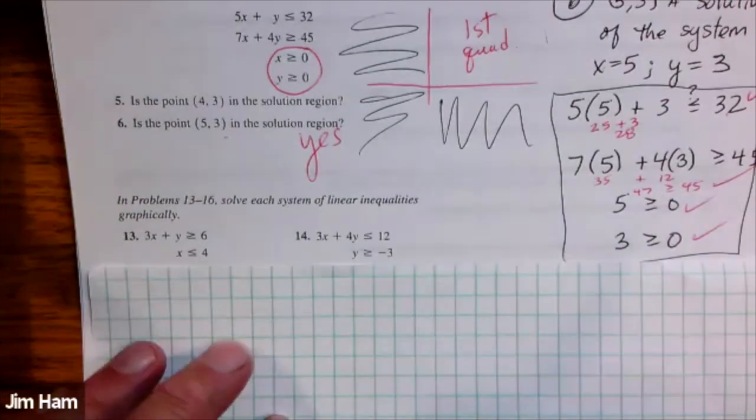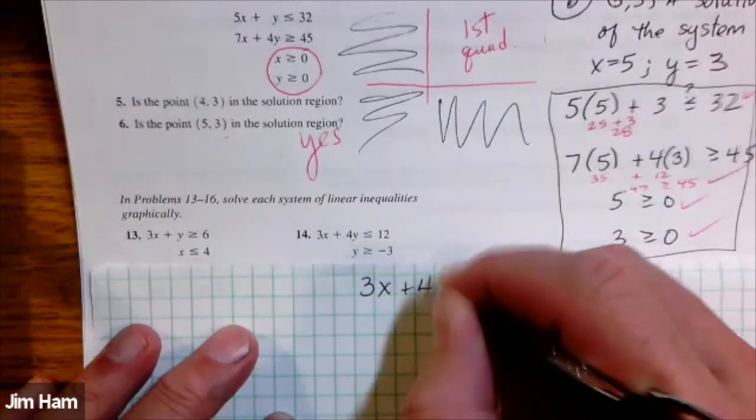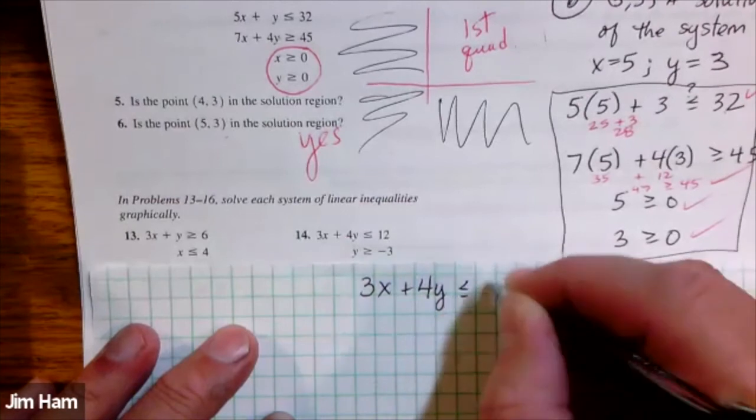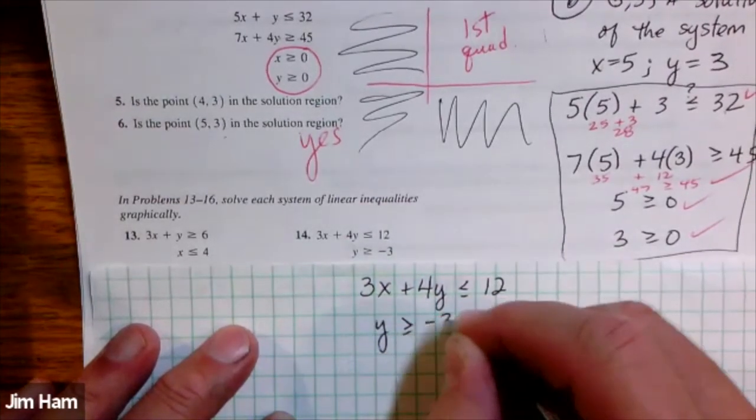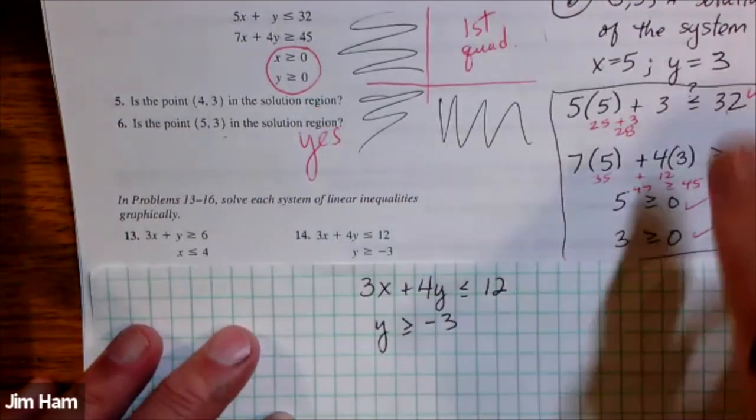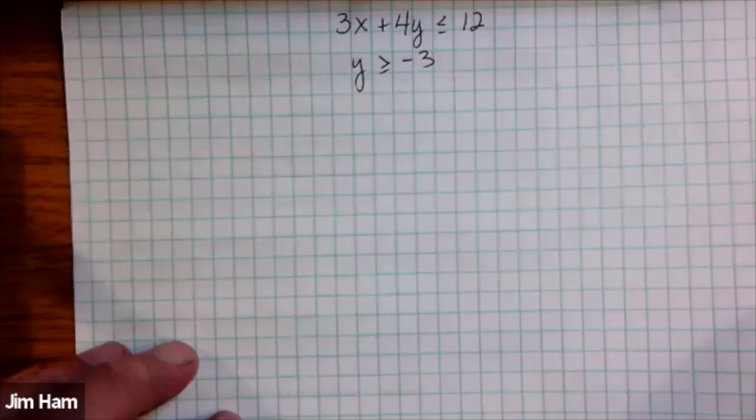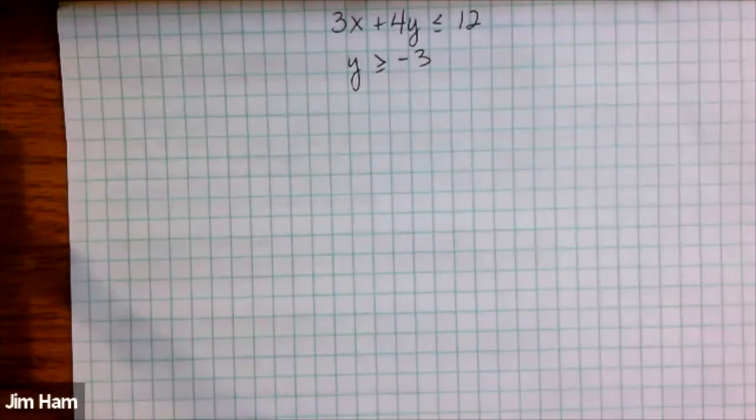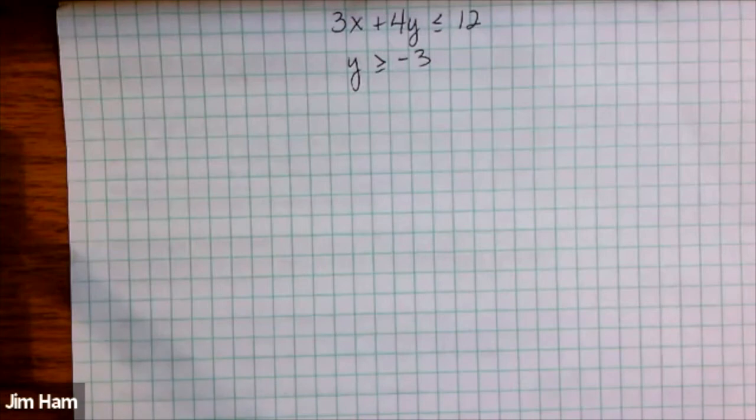I'm going to use graph paper just so I can be a little bit more accurate. I'm going to write down the two inequalities, and then we're going to solve each system. When it says solve each system, we can't possibly write down all of the points in a shaded region. There's just an infinite number. So what we do to write the solution is actually just draw the graph. The graph is the solution.